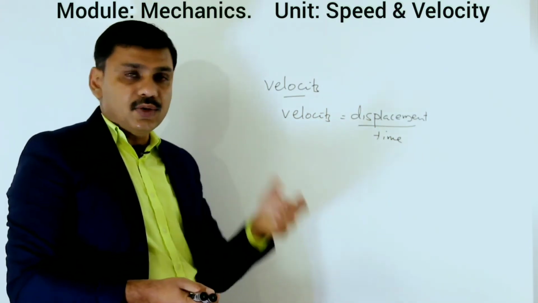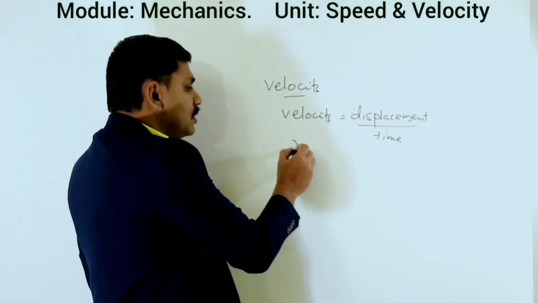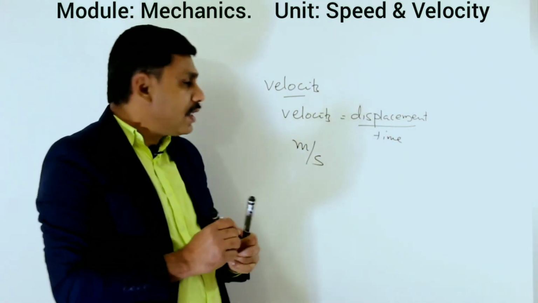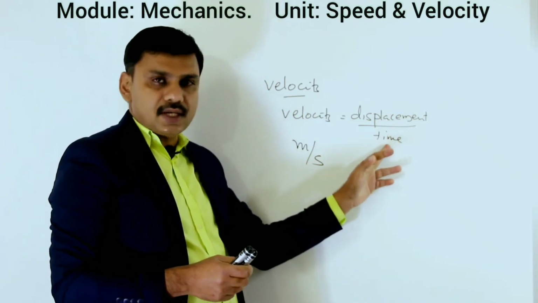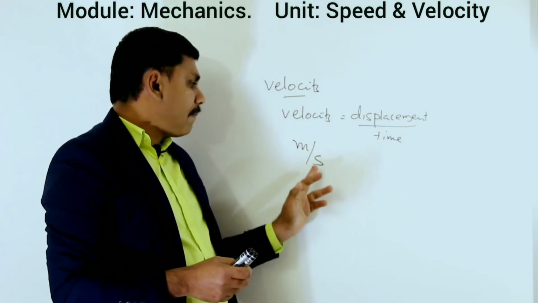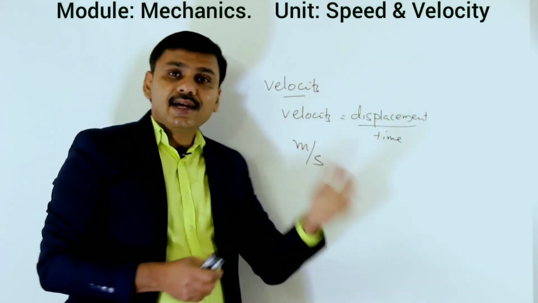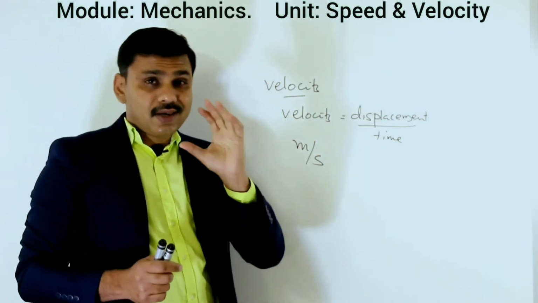What is its unit? Normally, the unit for measuring velocity is meter per second, because we are measuring displacement in meter and time in second. So its unit is meter per second. Next question: is velocity scalar or vector?